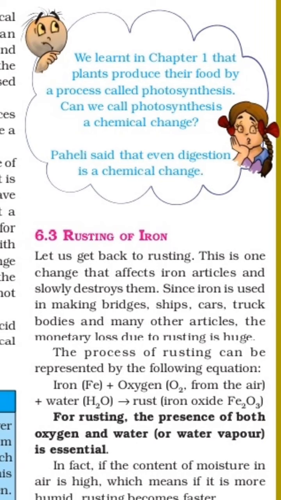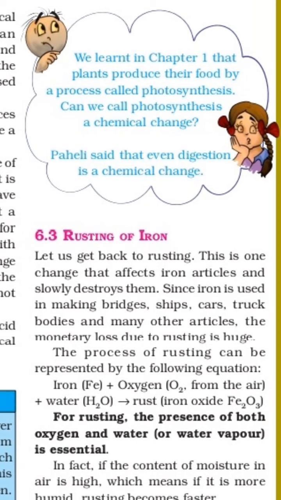Now we already learned in chapter 1 that plants produce their food by the process of photosynthesis. Can we call photosynthesis a chemical change? Yes, we can say that photosynthesis is a chemical change. Why? Plants use chlorophyll, water, nutrients, sunlight and carbon dioxide, and they prepare food material and release oxygen in the atmosphere. Two new substances are formed. That's why we can say that it is a chemical change.